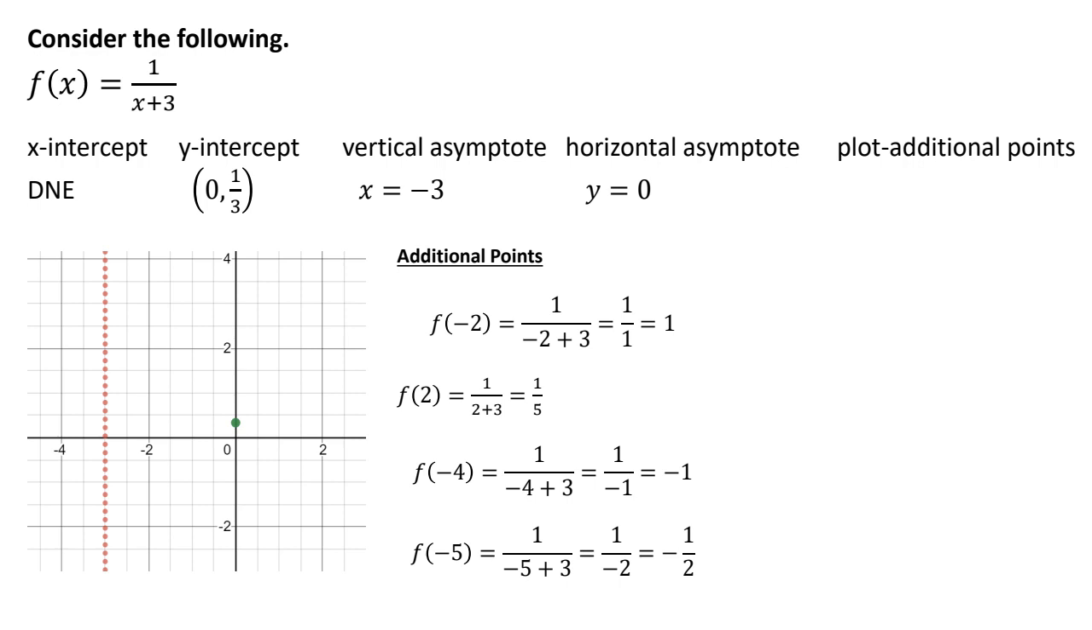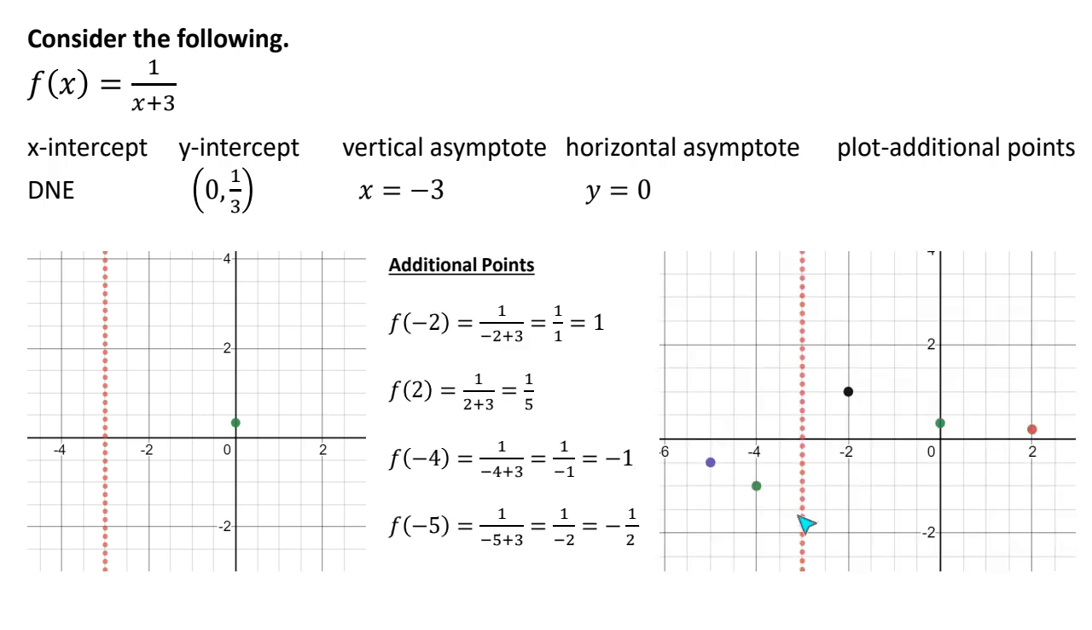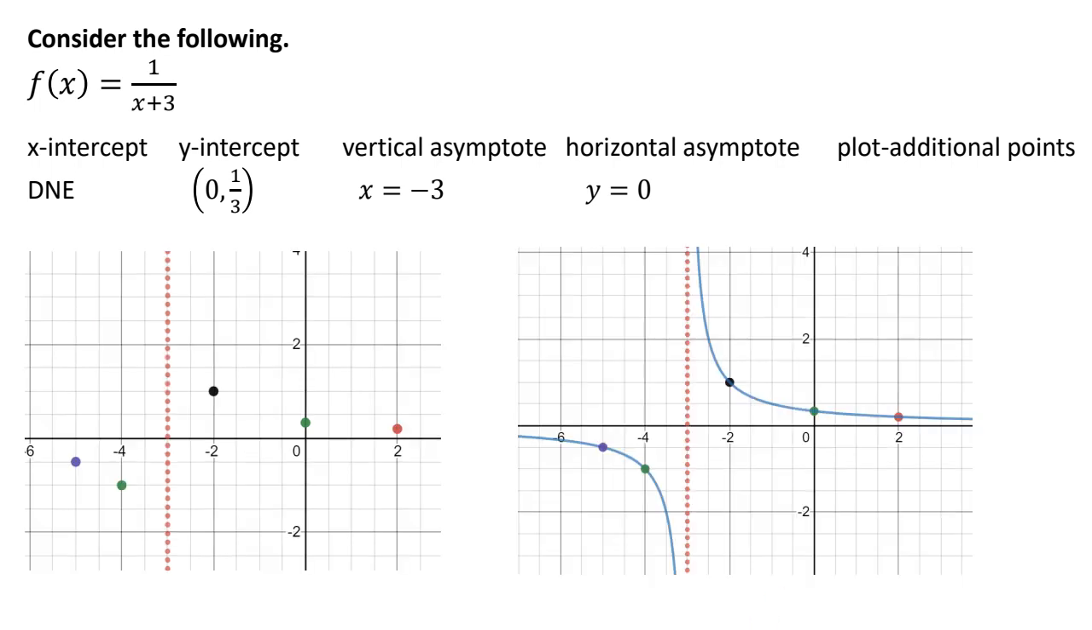But what about the left side of the vertical asymptote? On this side, I can pick -4, and I get -1, and -5 gives me -0.5. If I plot those points, then they look like this. If I connect them, then my graph would look like this.